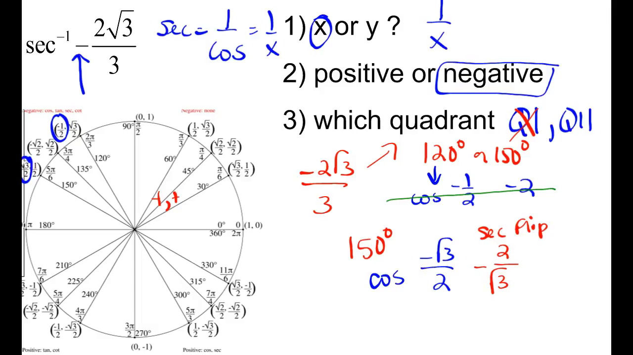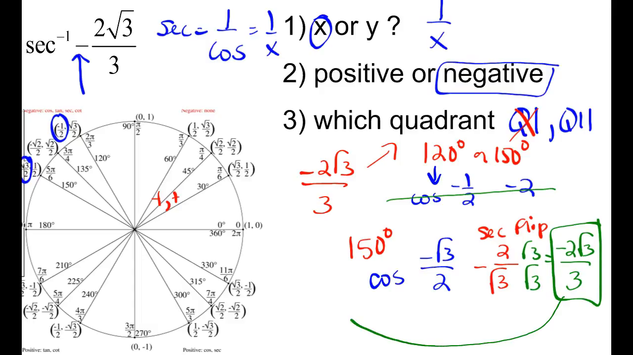And now I know you're groaning. This isn't so bad. Let's rationalize the denominator. I get negative 2 square roots of 3 over 3. Is that what I wanted? It is. So what's the angle? 150 degrees is my answer.